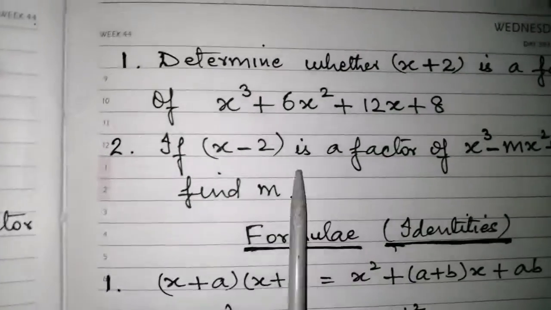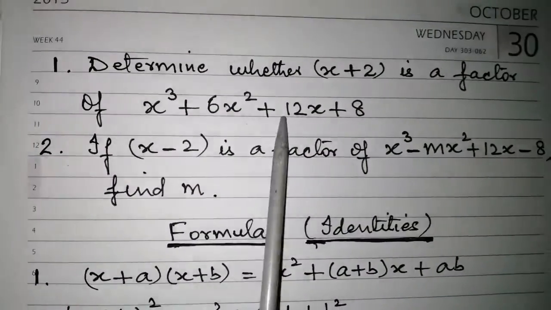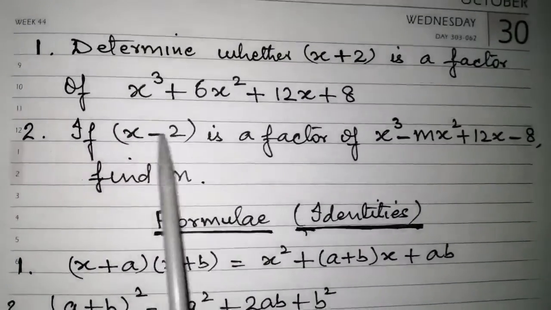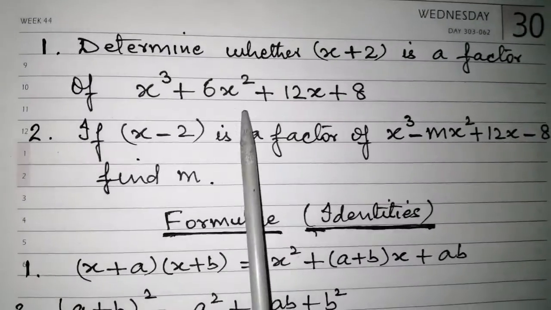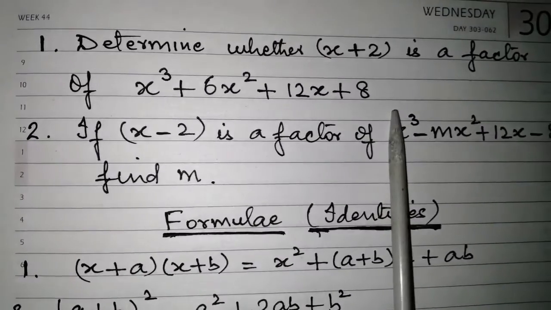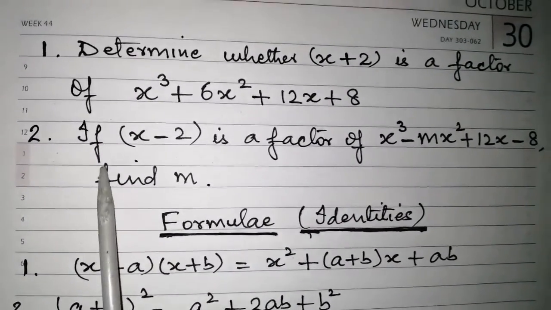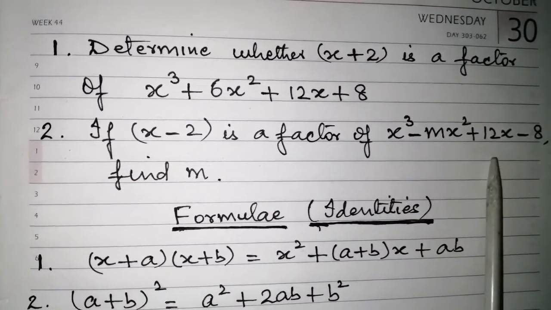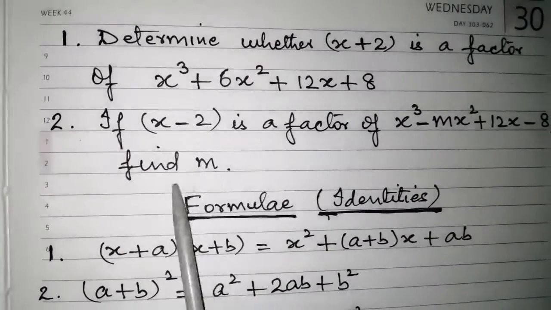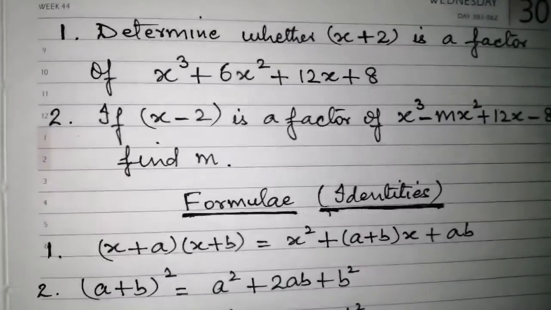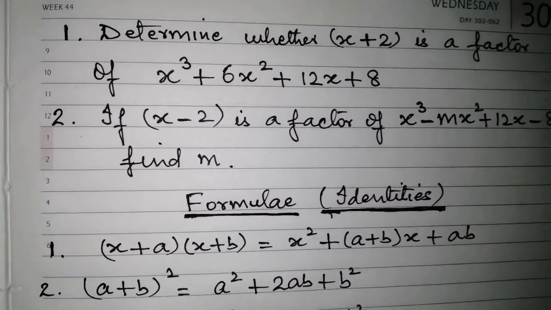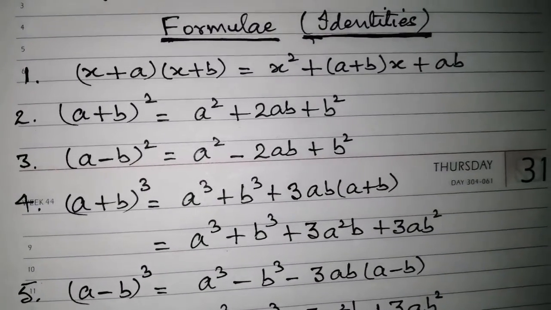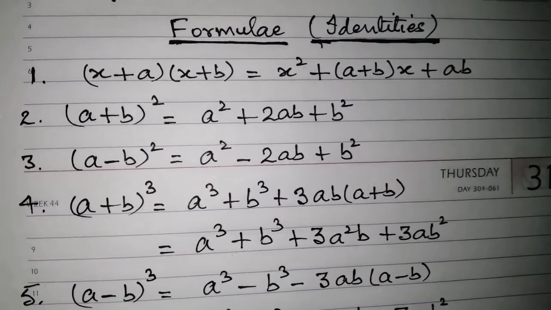Now based on this, I have given two questions. First is determine whether x plus 2 is a factor of x cube plus 6x square plus 12x plus 8. Next is if x minus 2 is a factor of x cube minus mx square plus 12x minus 8, then find m. Now students, I am giving you a few formulae, identities, and we'll be discussing questions based on these identities in the next video.